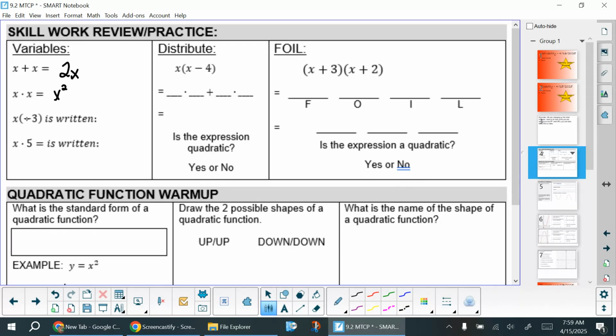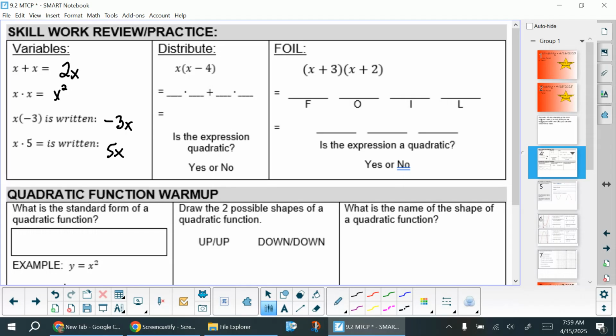When we do something like x times negative 3, we're just going to write it as negative 3x. That does mean negative 3 times x. That's just how we write it. X times 5, we're going to write as 5x. So we can just see some little reminders there of what we're doing.